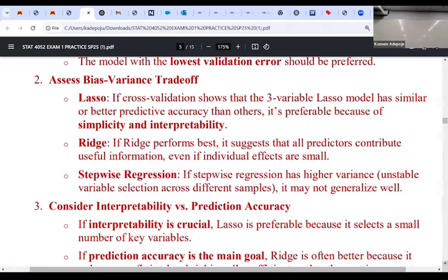Now, if stepwise regression has higher variance, we mean unstable variable selection across different samples. Because the higher variance is going to tell you there's going to be high sensitivity, sensitivity of the model to different training data sets. And that model is not going to generalize well. That's exactly what I mean.